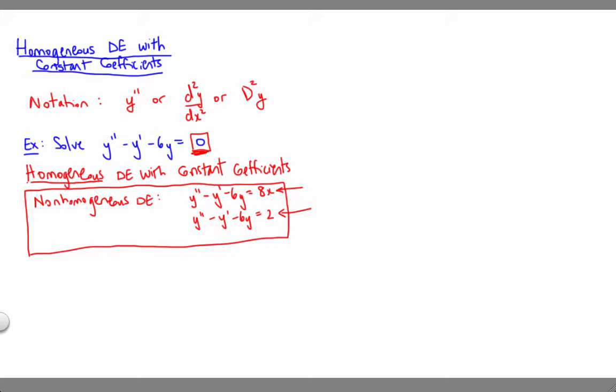Okay, and then as well as being homogeneous, our DE has constant coefficients. So what that means, when you look at the left side and you look at the coefficients of the y double prime, the y prime, and the y, those are all just numbers. So our coefficients here are 1, -1, and -6. So homogeneous DE with constant coefficients. Let's talk about how to solve this sort of DE.